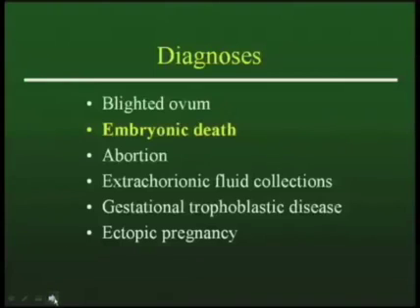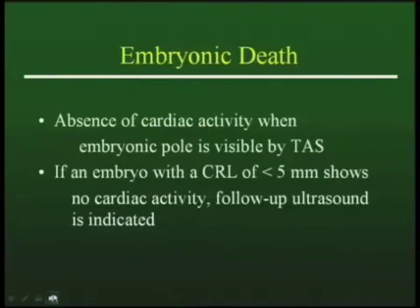Embryonic death. Embryonic death is defined as the absence of cardiac activity when an embryonic pole is visible by transabdominal scanning, or when the embryonic pole is visible but greater than 5 millimeters and shows no cardiac activity. The inverse of that is also important: if you have a crown rump length of less than 5 millimeters and you see no cardiac activity, then follow-up ultrasound is indicated.